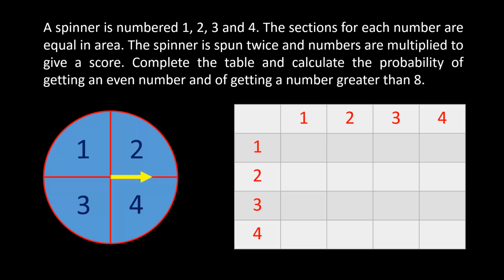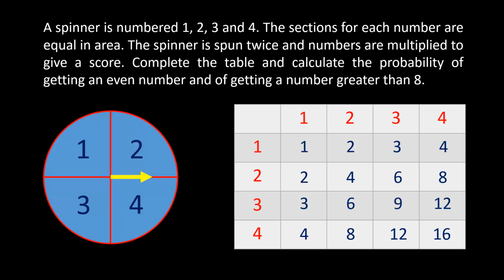So here's a good example of where we would use a possibility space that would really help us. We've got to fill in what the scores are on that table first of all. So if we get a 1 and a 1, that will give us a total of 1, because remember, we're multiplying the numbers to get the total. So a 1 and a 2 gives us 2, 1 and a 3 gives us 3, 1 and a 4 gives us 4. 1 times 4 is 4. So if we get a 2 and a 1, then 2 times 1 is 2, and you can see the rest of the numbers appear in there. So that gives us a table of all the possible scores.